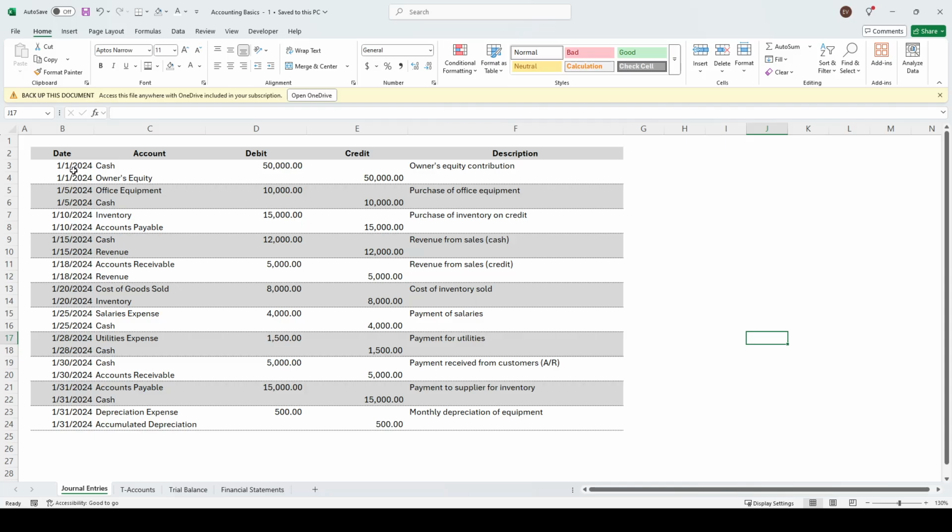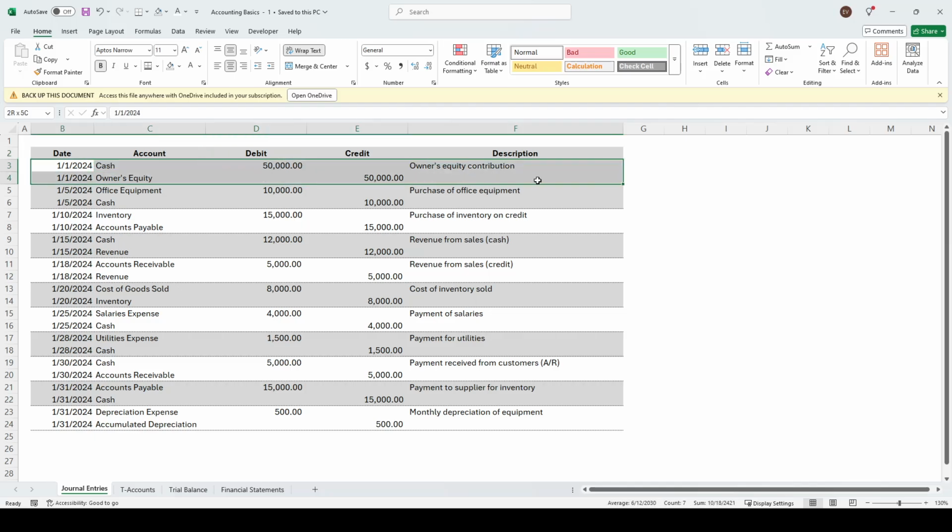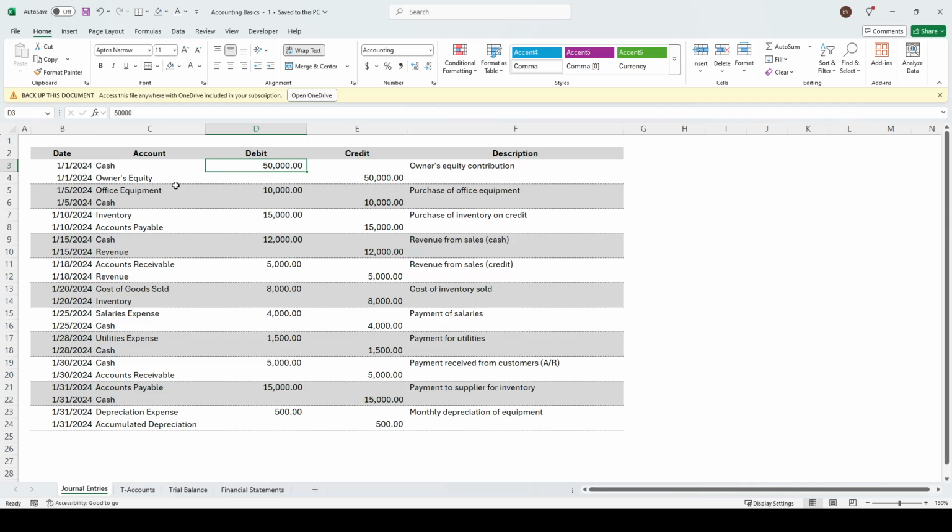So the first entry we had was an owner's equity contribution in the amount of $50,000. So the owner contributed $50,000 to the business, and so there was an increase in cash, and so you will see this recorded as a debit because assets on the balance sheet are increased as debits and they are decreased as credits. And so in this transaction there was an increase to cash, therefore cash is debit $50,000. Now to create the credit entry, we will go ahead and credit owner's equity in the amount of $50,000.